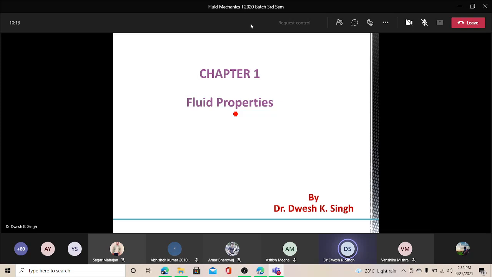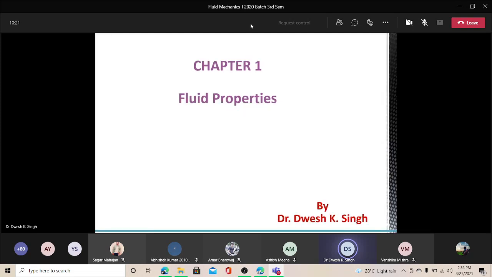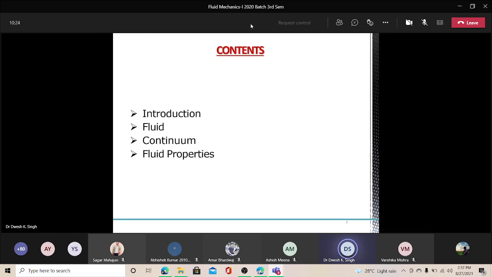Now, in this lecture, we will go with the introduction, then the definition of fluid, then continuum concepts, and then fluid properties. There are different fluid properties, so we will look into them one by one, and these fluid properties will come up frequently in this subject. That will be very important.